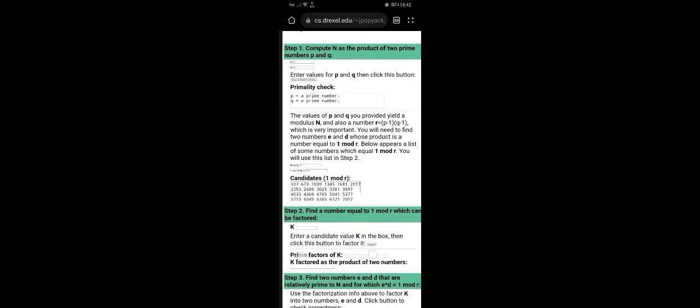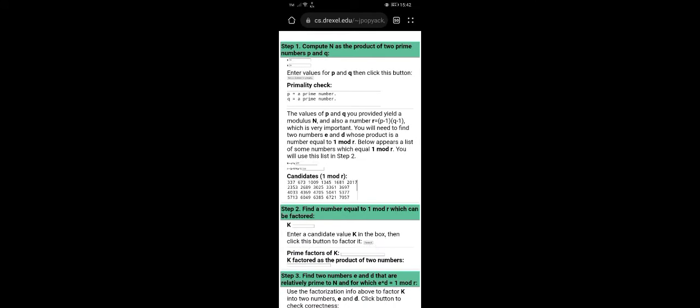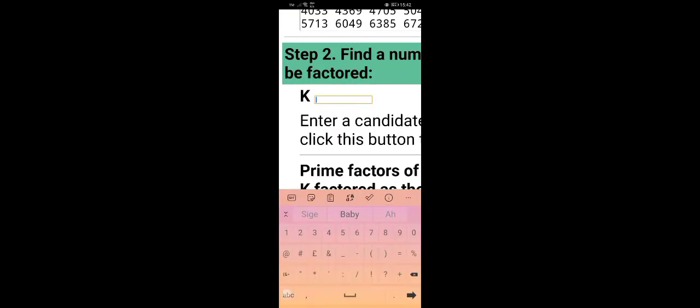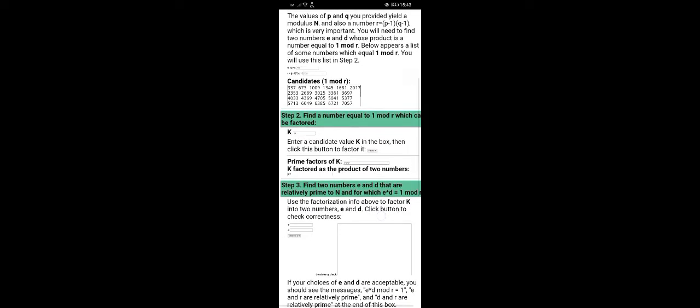Step 2. Find the number equal to 1 mod R which can be factored. Now let's put 28 for the perfect square factor. So enter the candidate value in the box, click the button to factor it. So the answer is 2 times 2 equals 4, times 7 equals 28. In short, 4 times 7 equals 28.